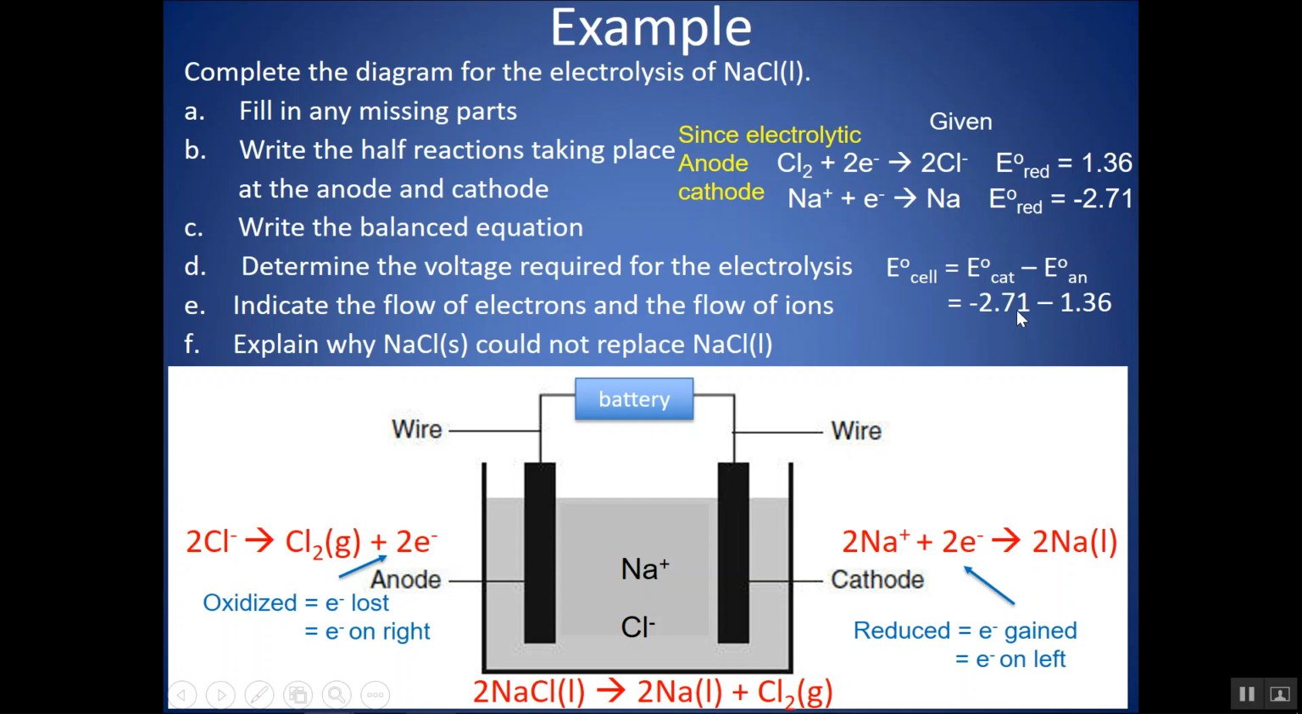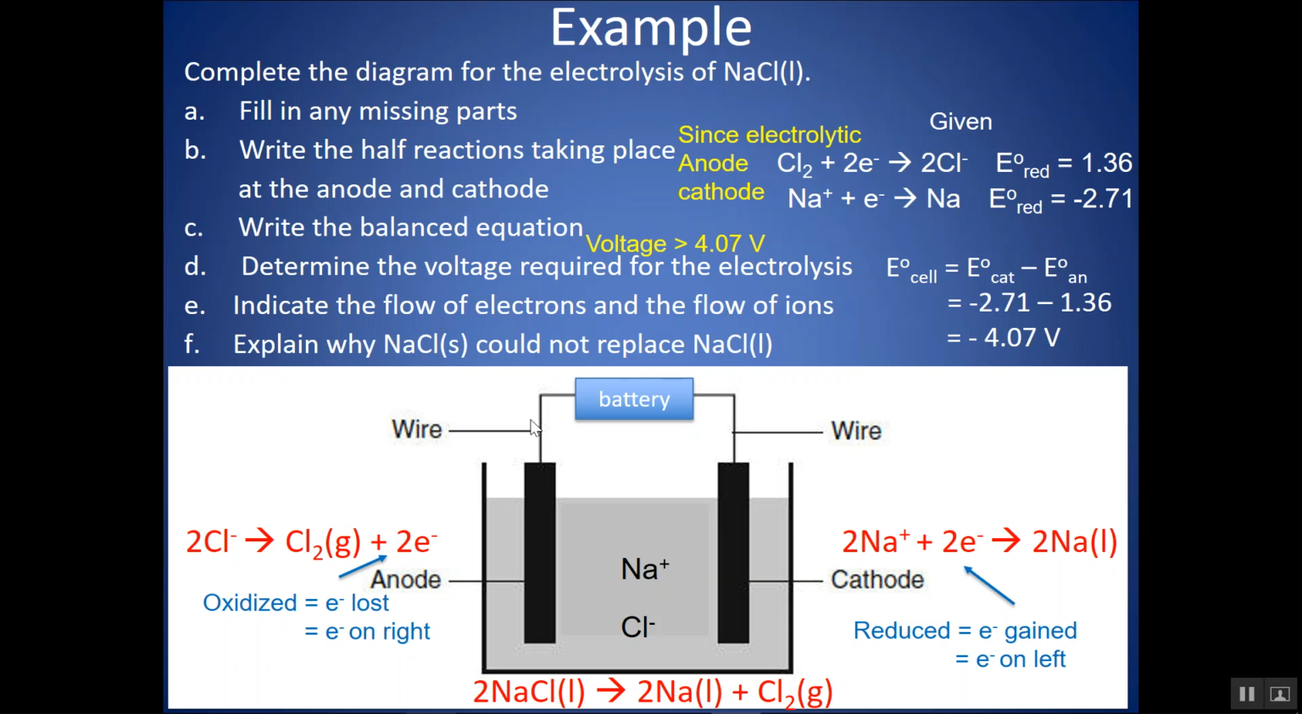So cathode is negative 2.7 minus the anode 1, and you will notice that you get a negative voltage. You should always get a negative voltage for electrolytic. Why? Because we are forcing this to happen in the opposite direction. It is requiring this input of voltage. So if I need voltage required, I would have to put in 4.07 volts or more. This battery would have to be rated higher than 4.07 volts. So if I had a 1.5 volt battery, it would not do the job, and this reaction would not be happening because it's non-spontaneous.